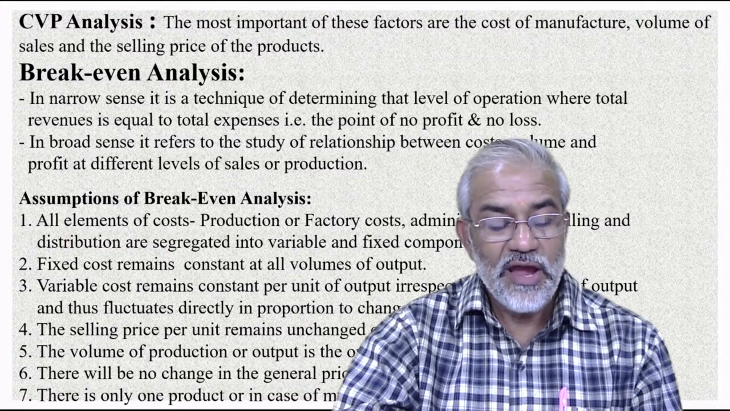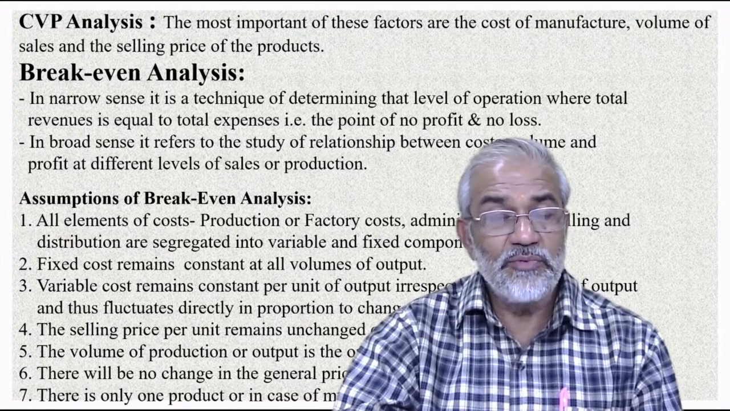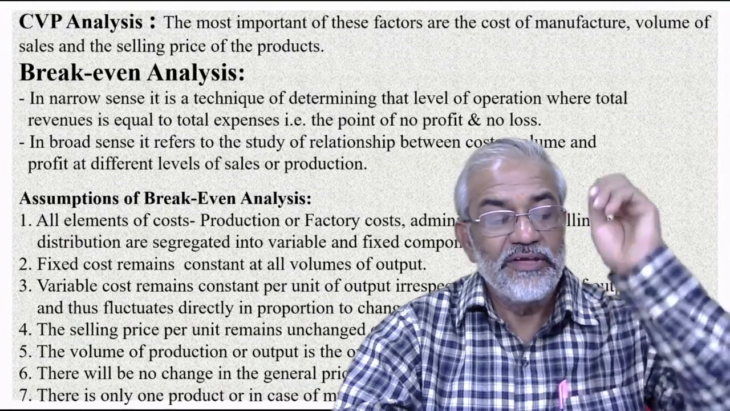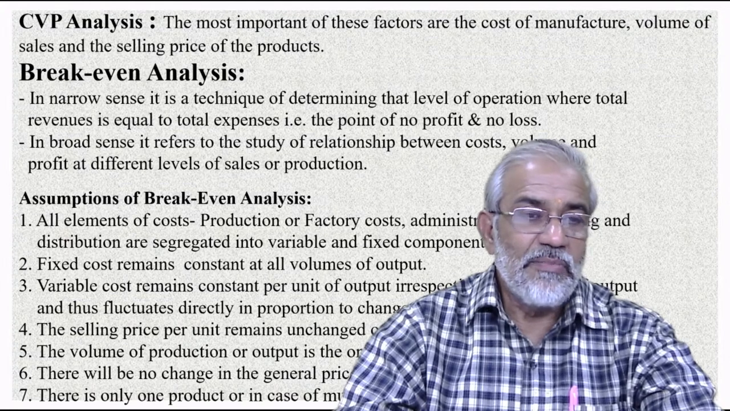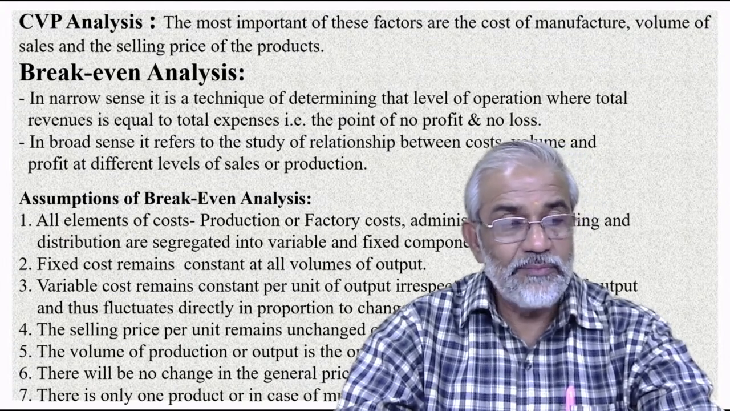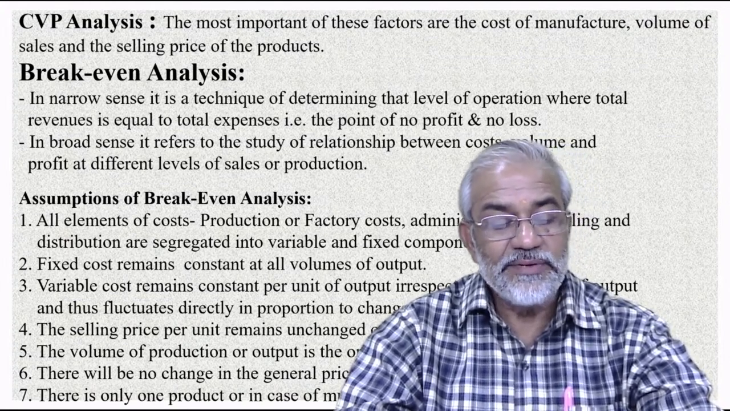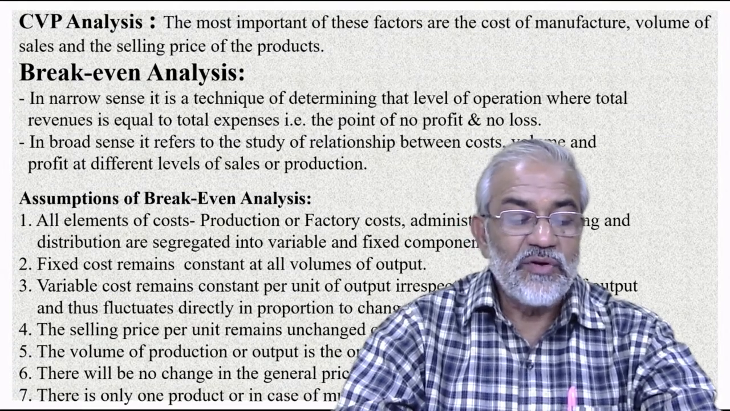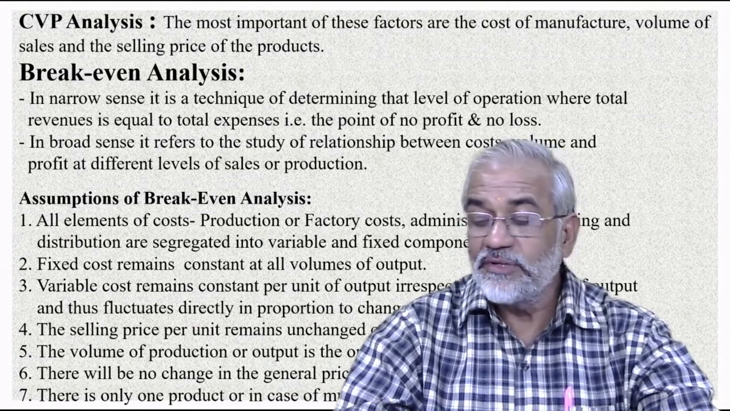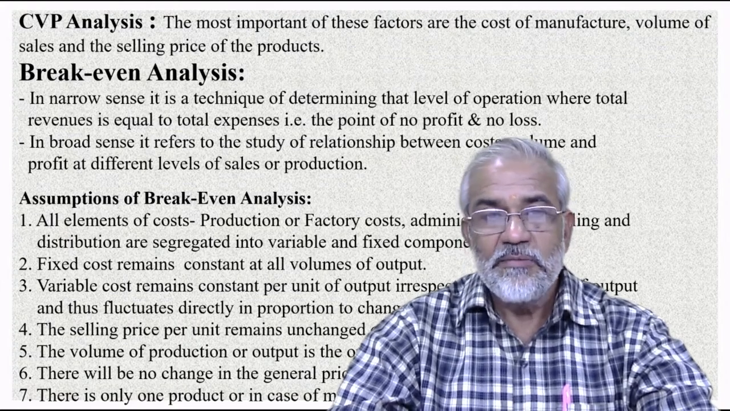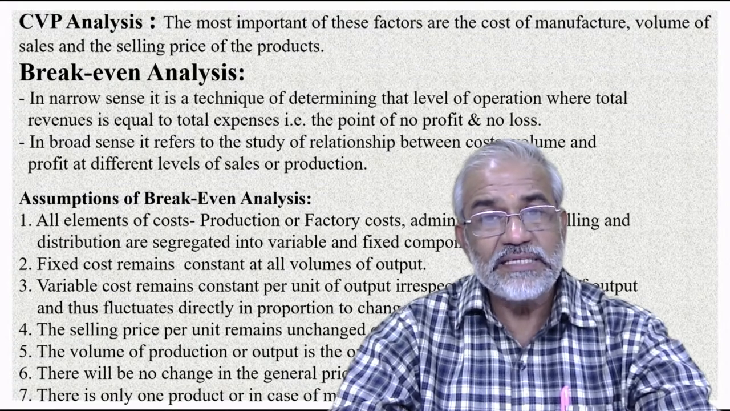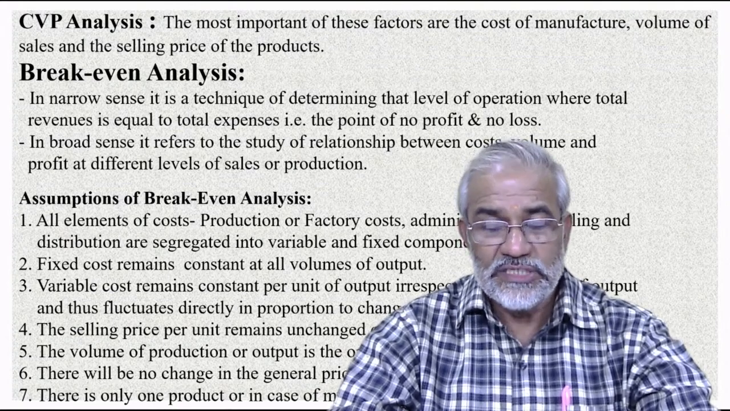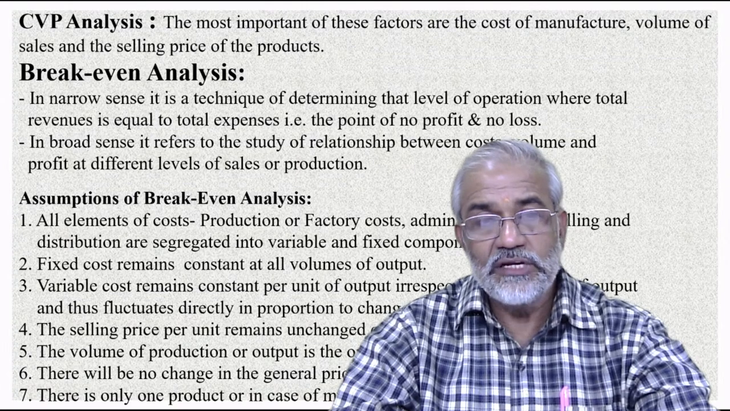So the profit volume ratio, the computation of fixed cost, and the computation of sales for earning a desired amount of profit can also be ascertained with the help of marginal costing or break-even analysis. So this is about the PV ratio, which is the resultant of marginal costing. Thus, marginal costing helps the management a lot in taking several managerial decisions, which is absolutely not possible in case of absorption costing.